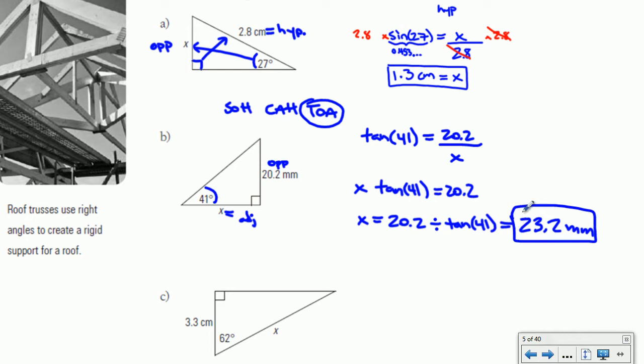By the way, if you were doing tan 41 separately, you should get something like 0.869 and so on. So 20.2 divided by that number gives you that thing.